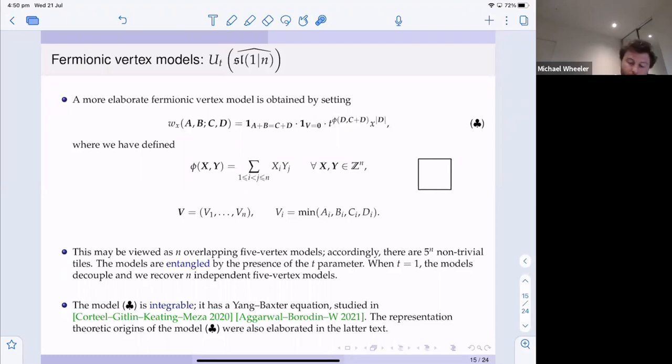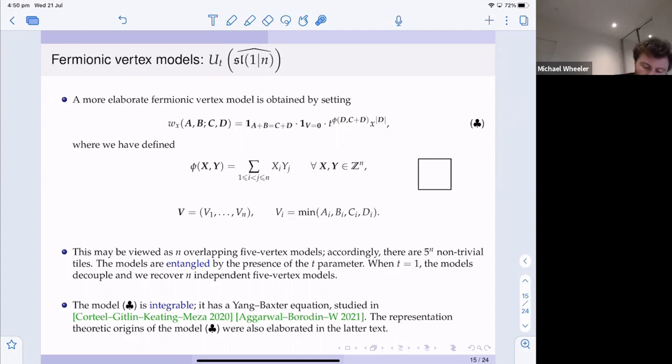So already this model here should start to have the same flavor as LLT polynomials, because we've already seen that in LLT polynomials, when you send t equal to 1, they just decouple into a product of Schur polynomials.